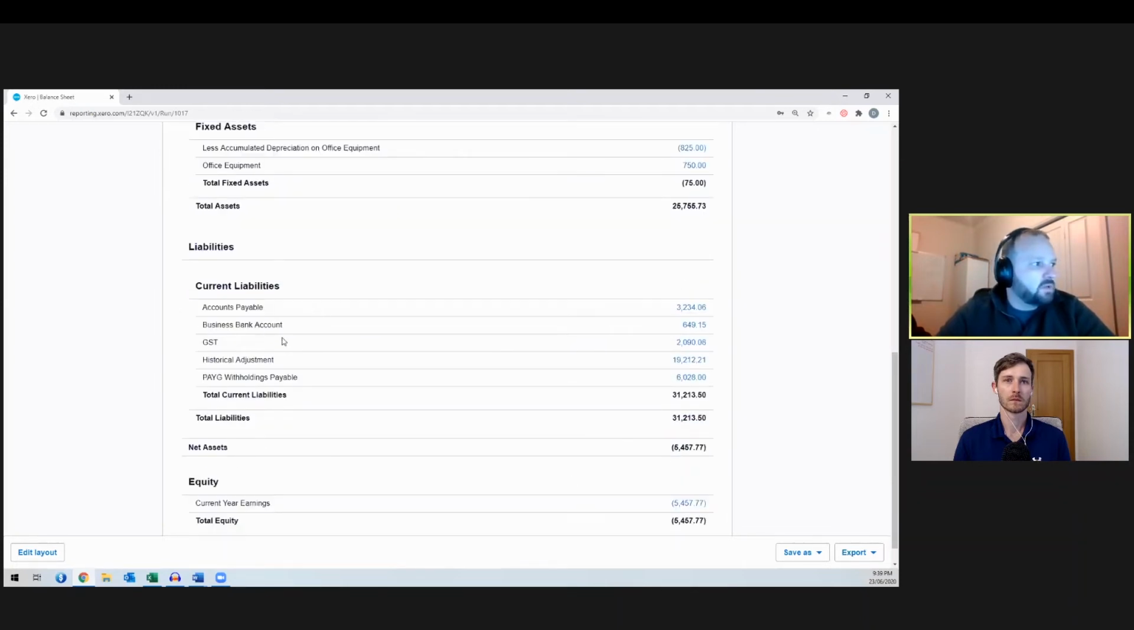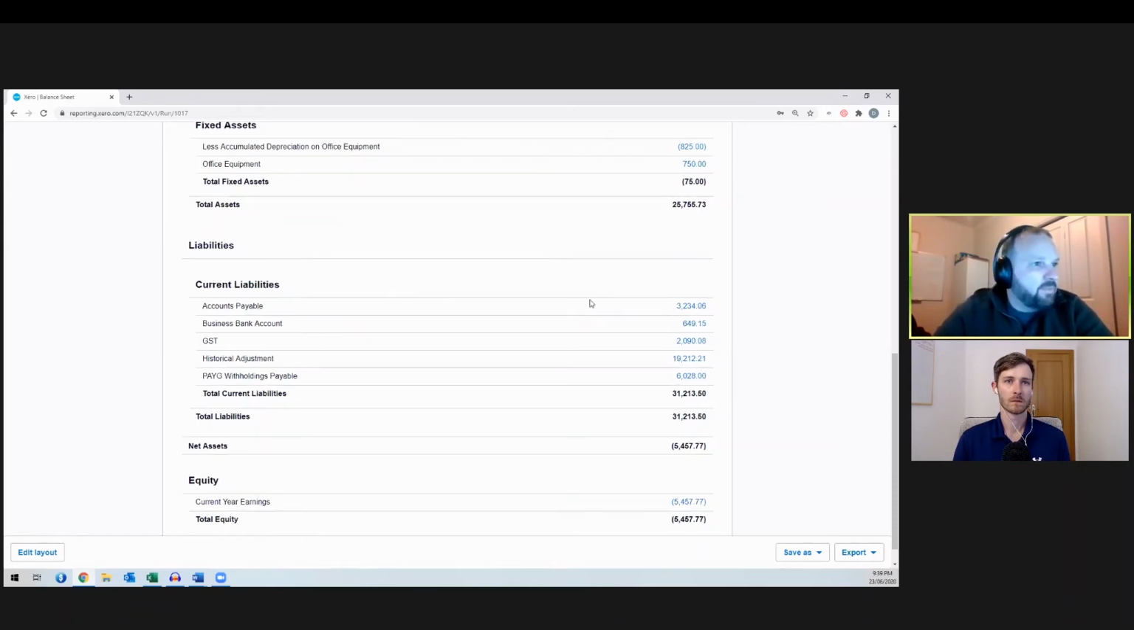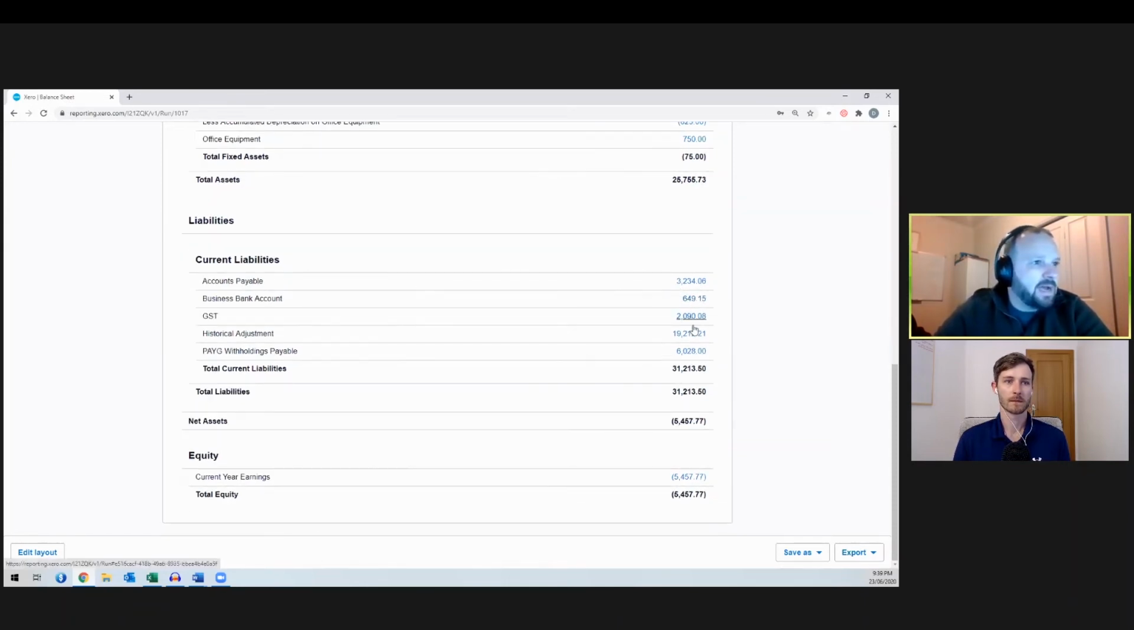Then you've got total assets, liabilities, which is sort of the reverse of what we were talking about before. Accounts payable, that's the people I owe money to. So anyone who I raise an invoice for and I say that I've got to pay them money, that comes into the accounts payable. Bank account would be a credit card. GST is your GST liability, and that's your PAYG wage liability, and that's just a sundry asset.